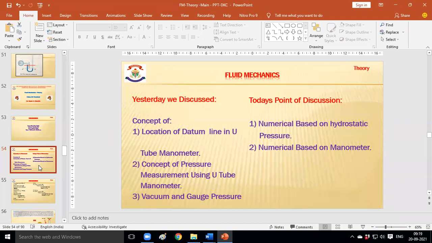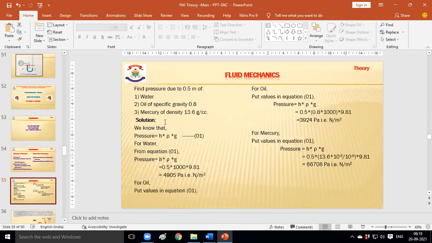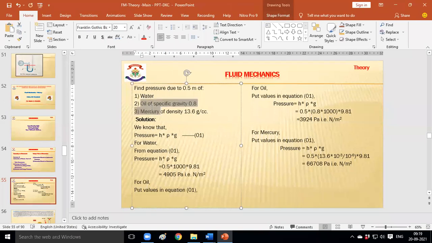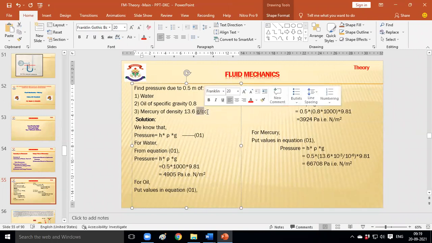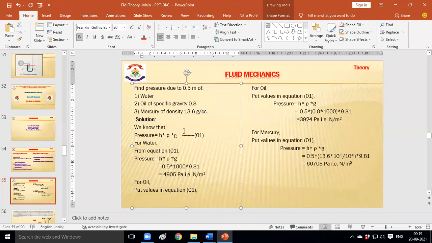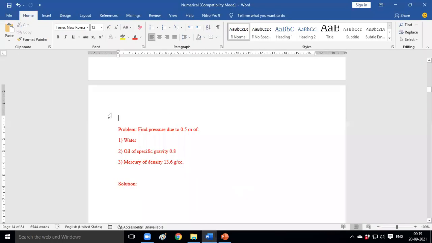Now, is this numerical visible? Find the pressure due to 0.5 meter of water, then oil of specific gravity 0.8, and mercury of density 13.6 g per cc. What is the meaning of g per cc? Gram per centimeter cube. So we try to solve this numerical.